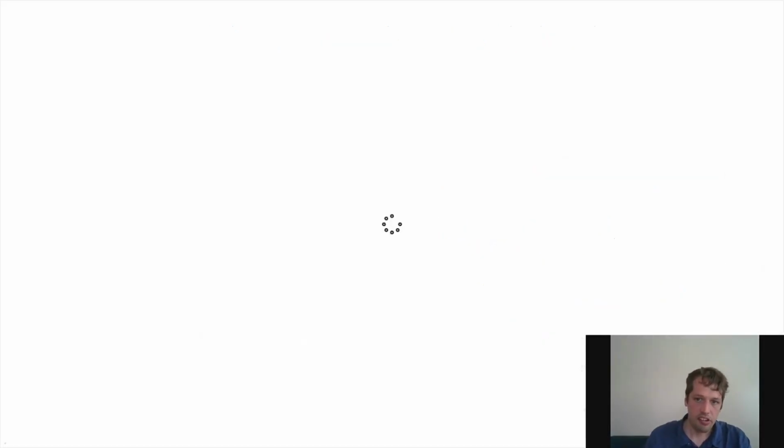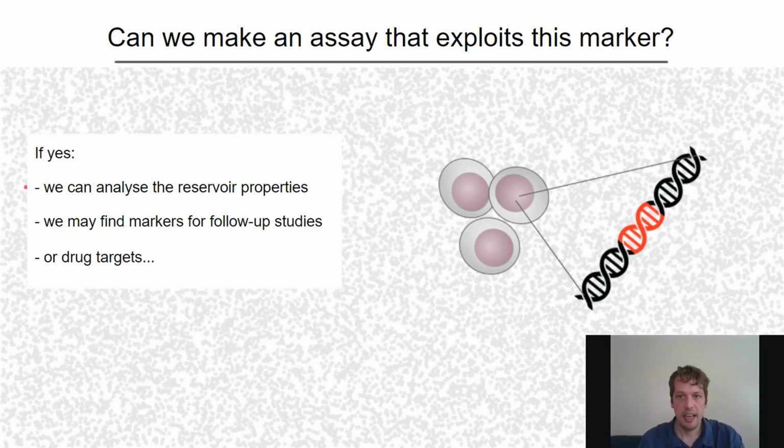This raises the question: can we make an assay that exploits this marker to identify these cells, and maybe in addition learn something useful about the physiology of these cells, or find ways that we could use to target these cells? And of course, measuring such a genotype along with physiological aspects of cells is exactly what DAb-seq does.